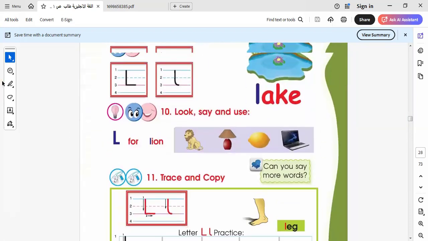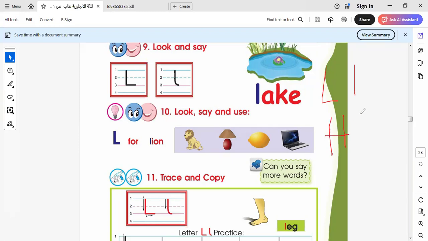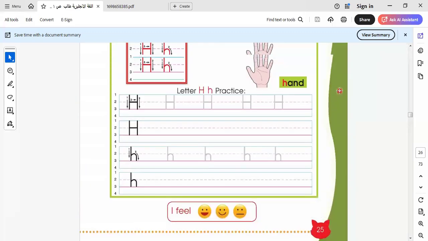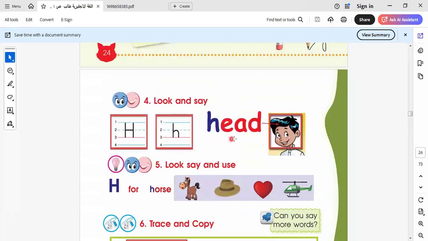Let's go to another letter. Here we have another letter, capital L and small l. So today we learn two letters: capital H and small h, capital L and small l. I will repeat, and you repeat after me. Capital L and small l, capital H and small h. And the word that we learn with H is head. It will be here, head. We know the word head in this letter.